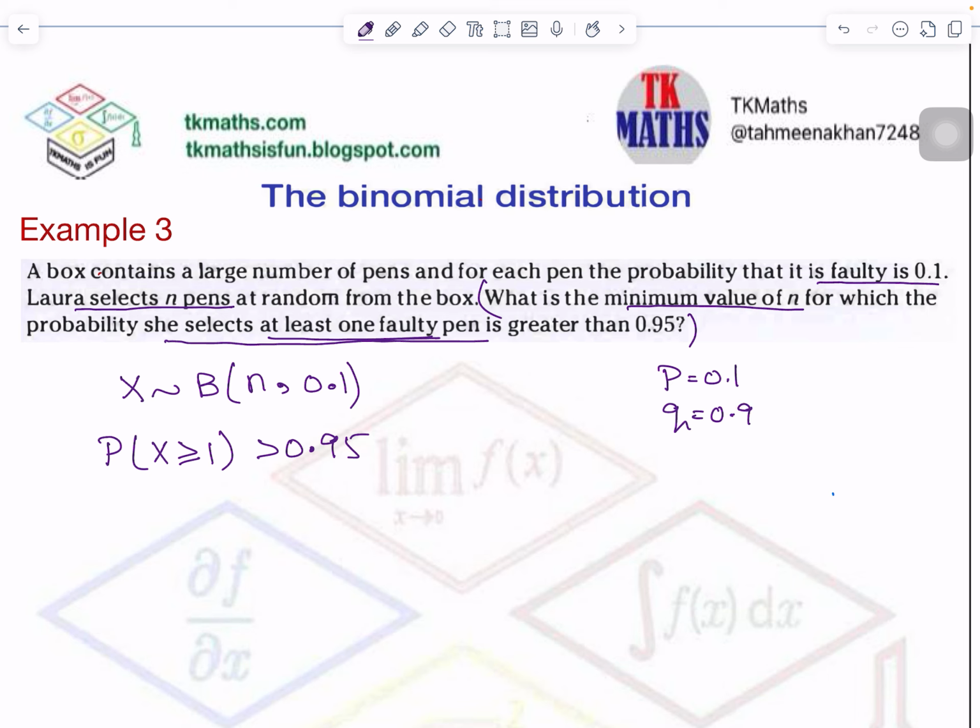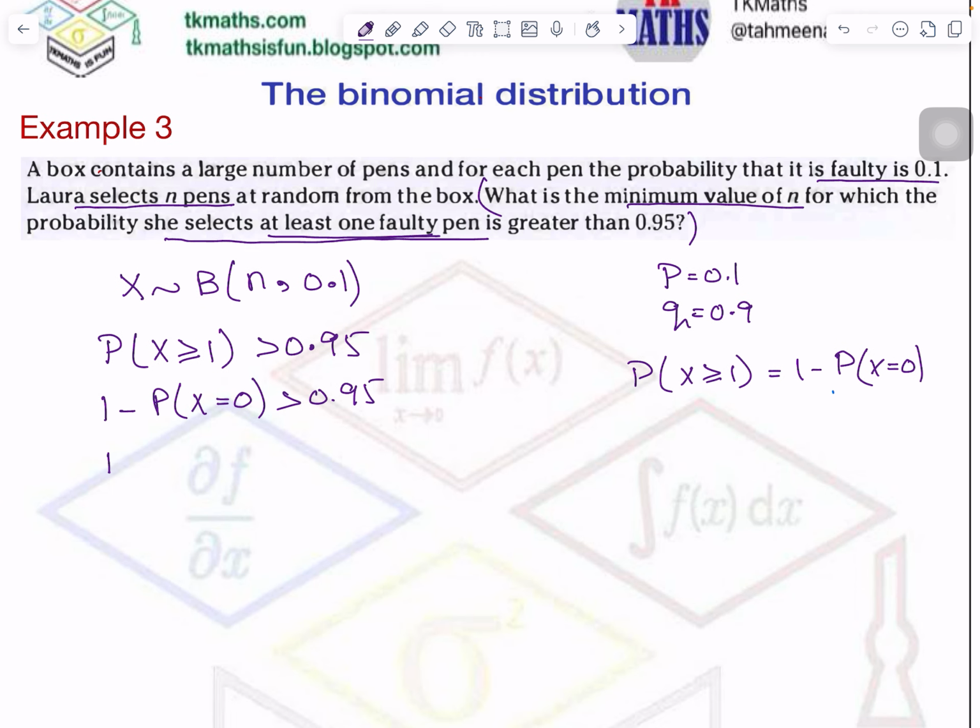What is the meaning of this greater than? Because we don't know, I will do the reverse: 1 minus the probability of x equals 0. Agreed? Because whenever it is written like this in binomial, it is equivalent to the total probability, which is always 1, right? So it is equal to this. So now I will solve this question.